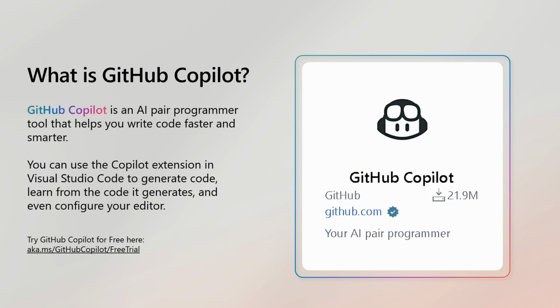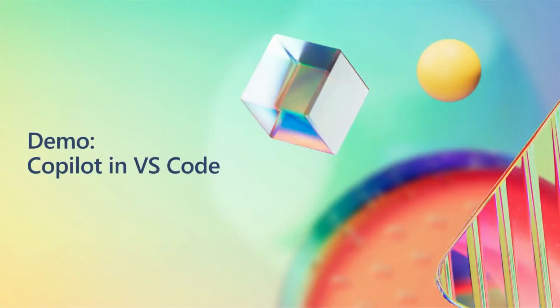In case you haven't heard of it or hadn't had a chance to try it yet, GitHub Copilot is an AI pair programmer tool that's gonna help you write code faster and smarter. You can use it in Visual Studio Code via the Copilot extension, which we show there on the right in the slide. All right, as promised, 1 minute on slides, and now let's go ahead and hop into the actual demos.